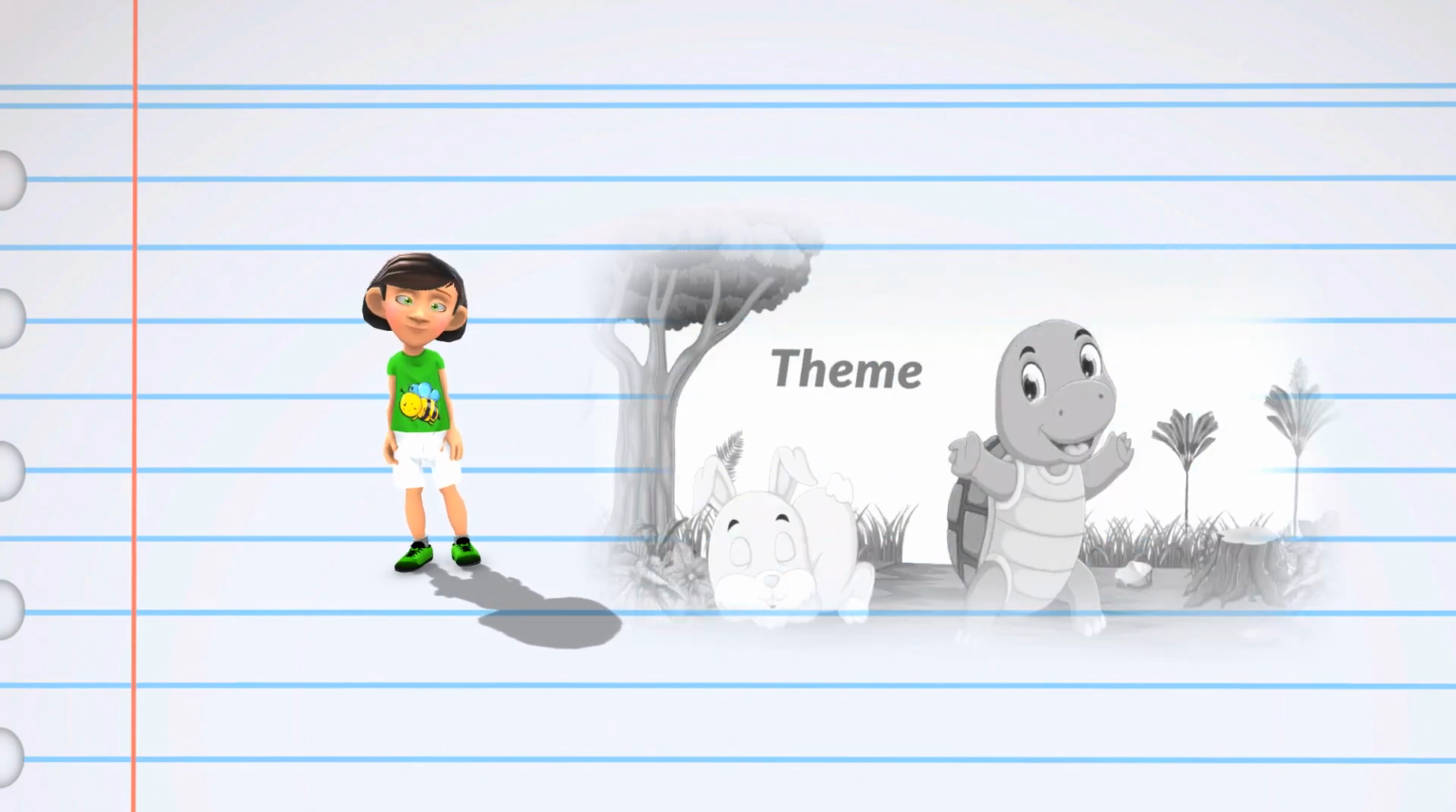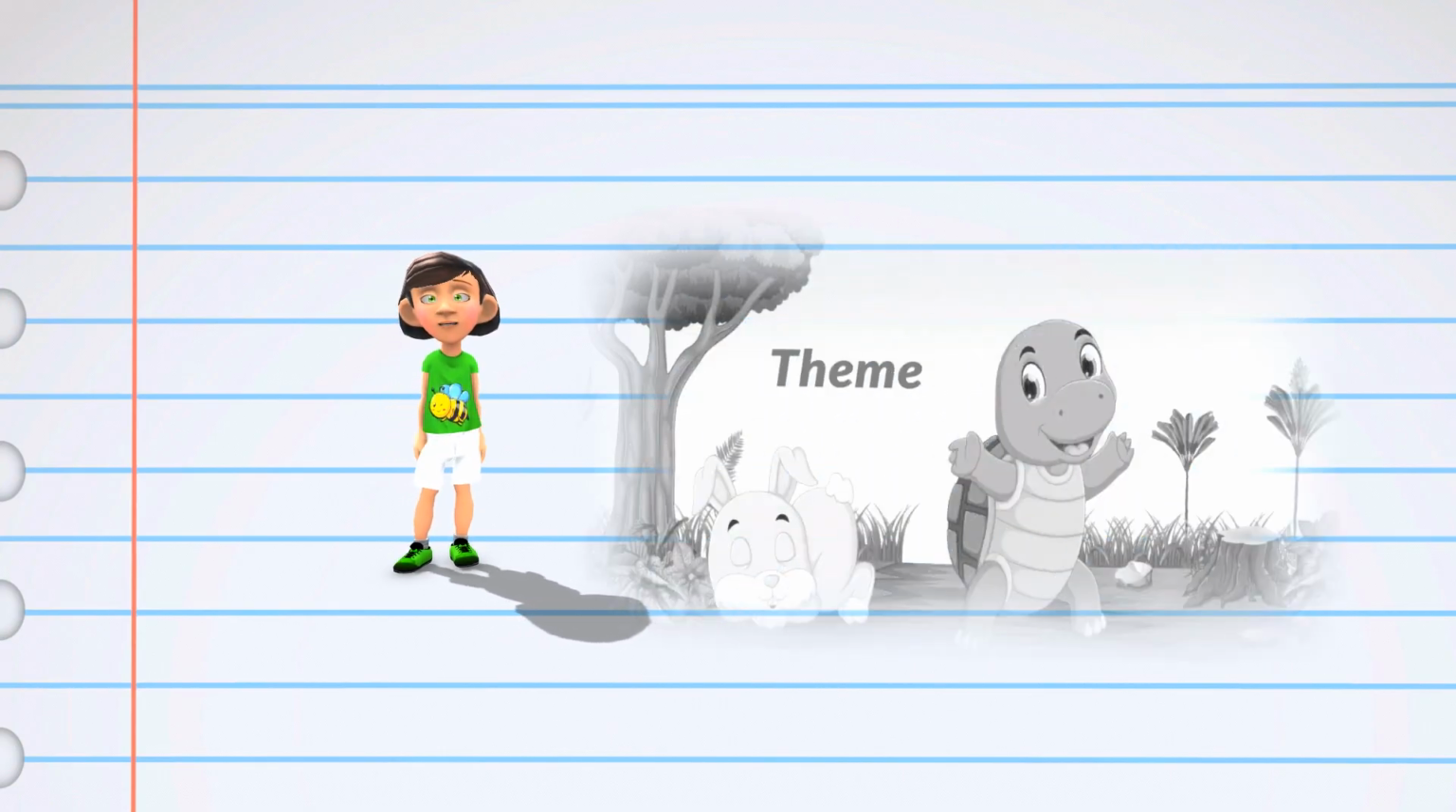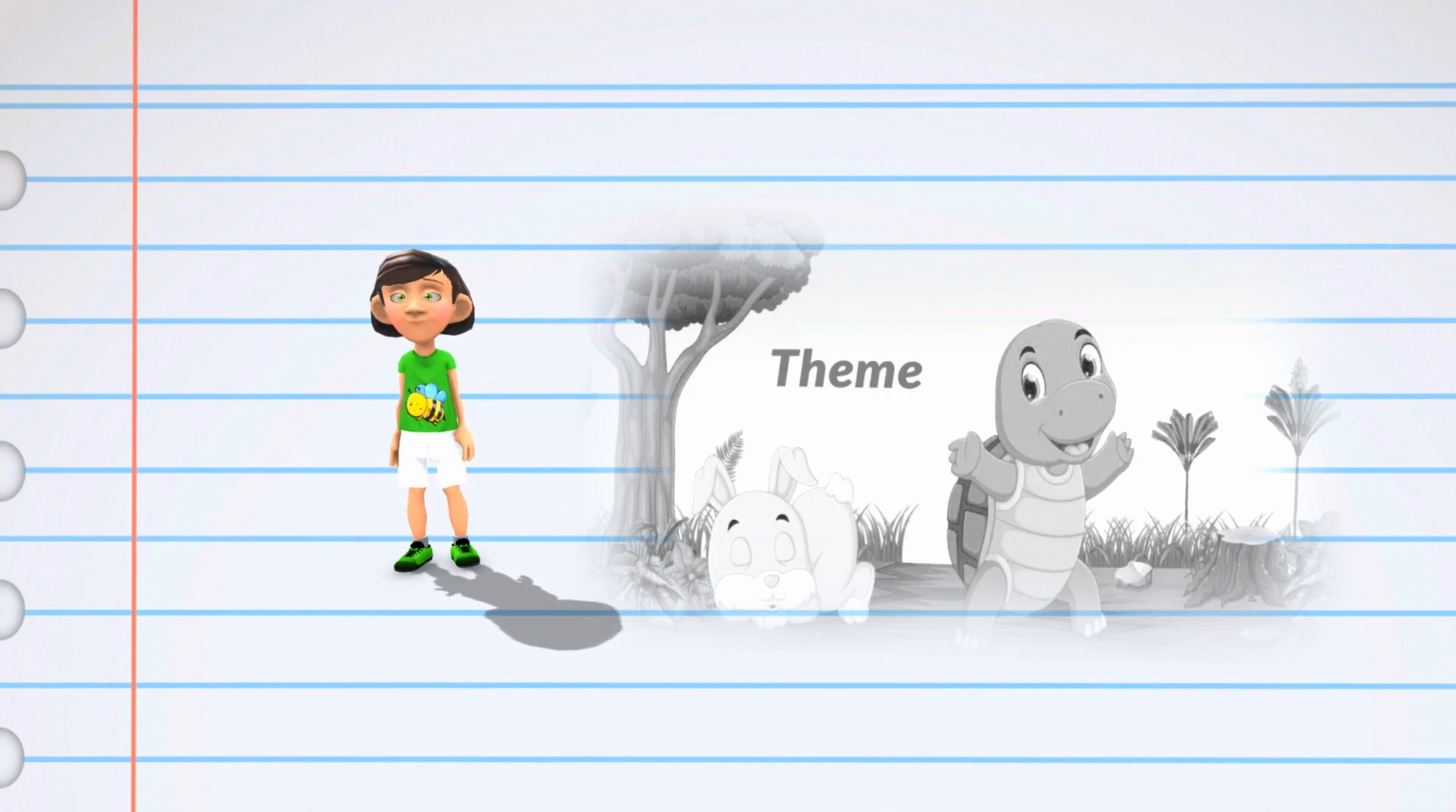Theme, or the underlying message or lesson that the story is trying to convey. For example, the theme of the story, The Tortoise and the Hare, is that slow and steady wins the race.